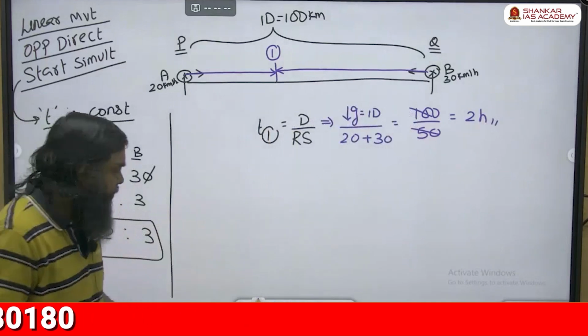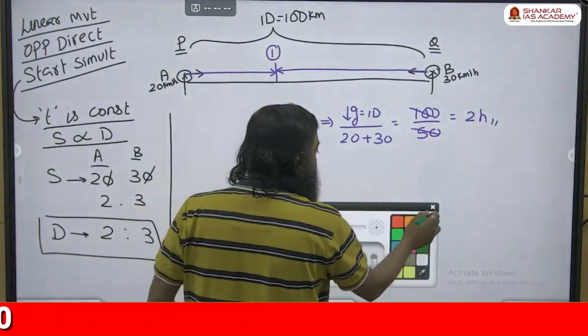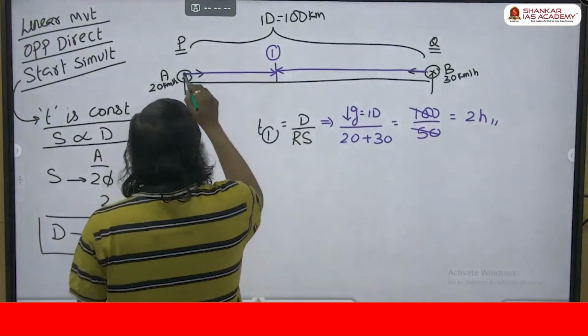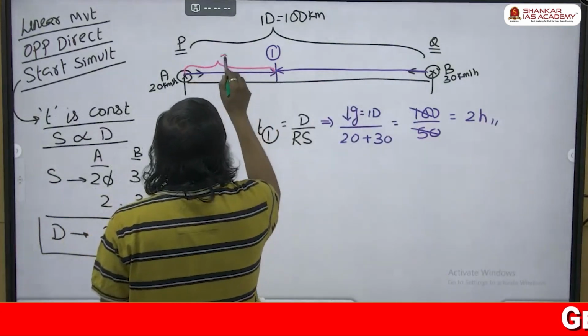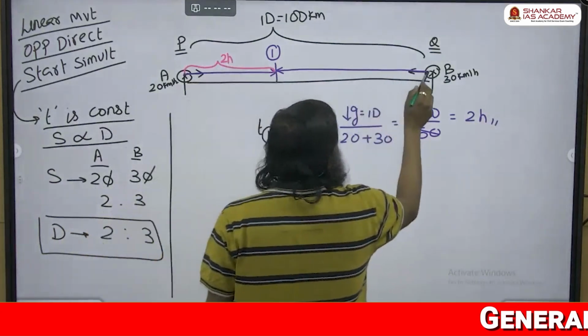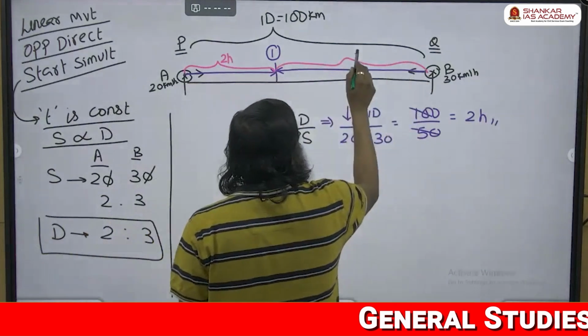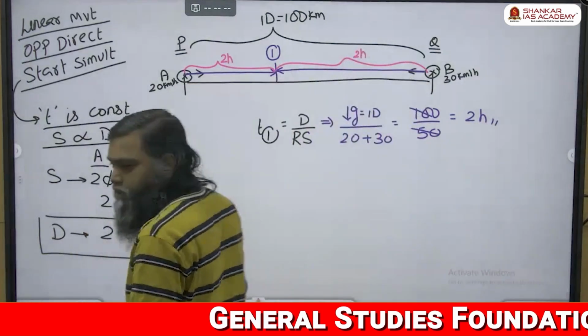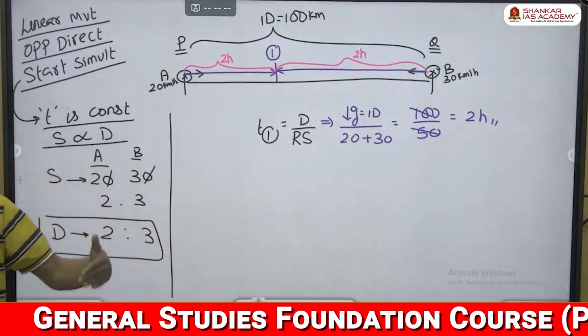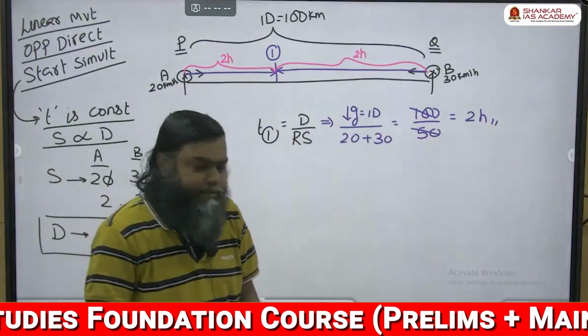What is the meaning of 2 hours? The journey time to reach the meeting point is 2 hours. So A from here to here takes 2 hours. B from here to here takes 2 hours. Understood? The journey time must be the same. Listen very carefully.